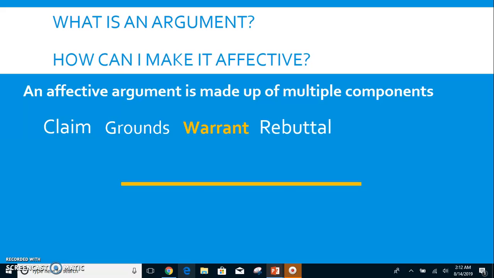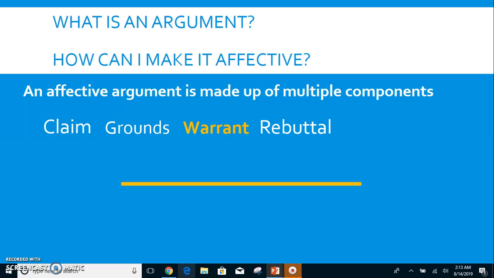Then we have a rebuttal. Think of it from the perspective of the other person. If someone is hearing your argument, your claim, your grounds, your warrant, and they refute it, or they rebut and argue against what you have to say. And so it's very important to anticipate rebuttals. That's where blocks come in.